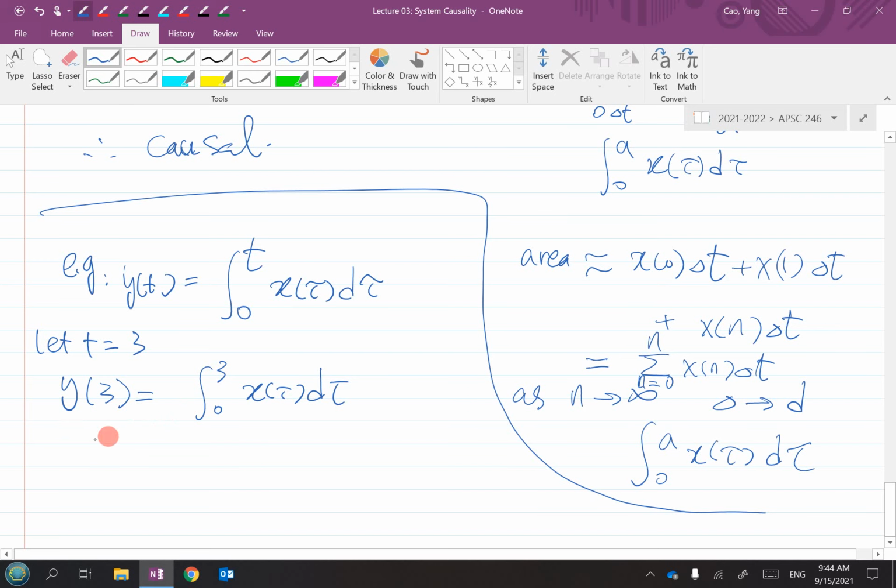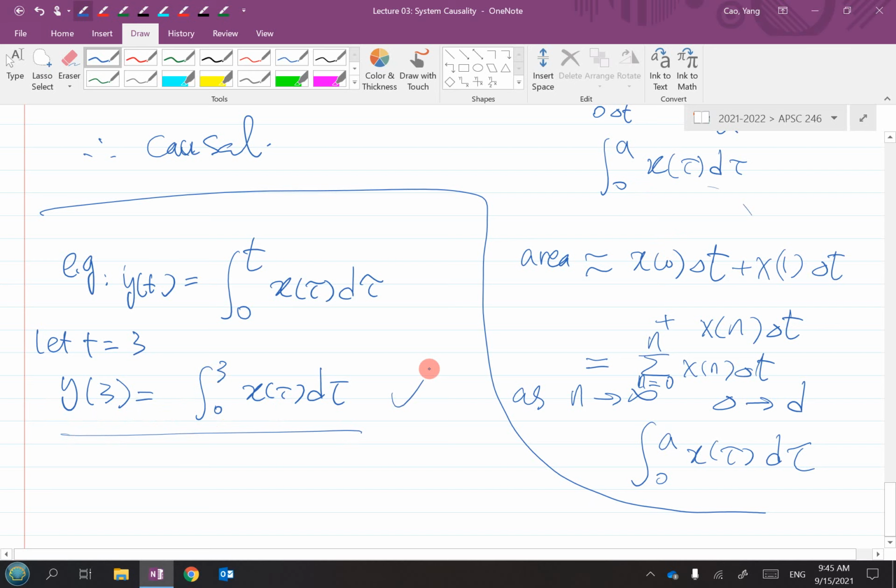But just looking at the t equal to 3 moment, do you think the current output depends on any one of the future inputs? No, it doesn't. Because if I use exactly the same concept that I illustrated here, 0 to 3, for any of those inputs, it's all current and past input. So this checks out. This basically means causality. However, as I said, you have to be careful.